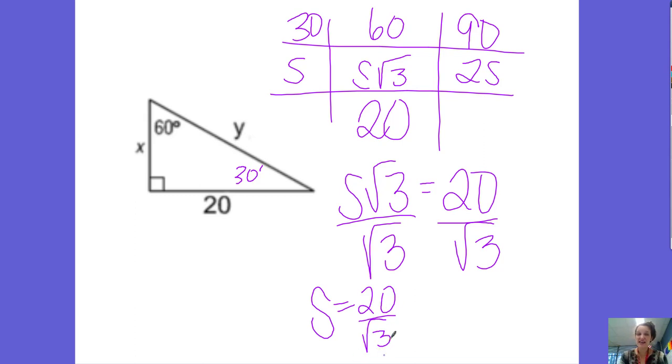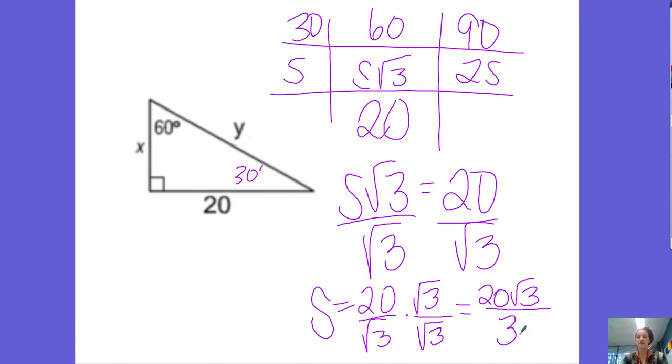The problem is that dividing by root 3 leaves a square root in my denominator, which is kind of icky. I'm going to have to rationalize my denominator. I can't just leave the square root there, so I'm going to make my fancy one and multiply by root 3 over root 3. Multiply straight across the numerator, that's 20 root 3. Straight across the denominator, root 3 times root 3 is root 9, and the square root of 9 is 3.